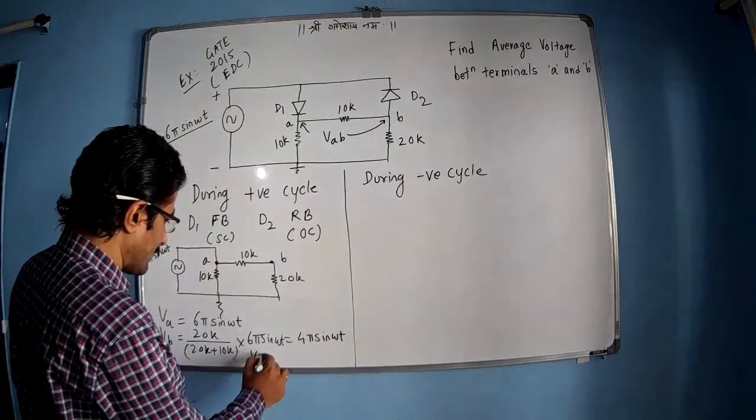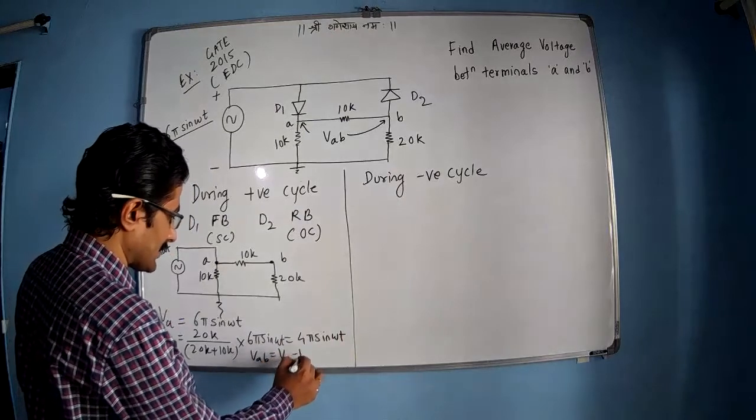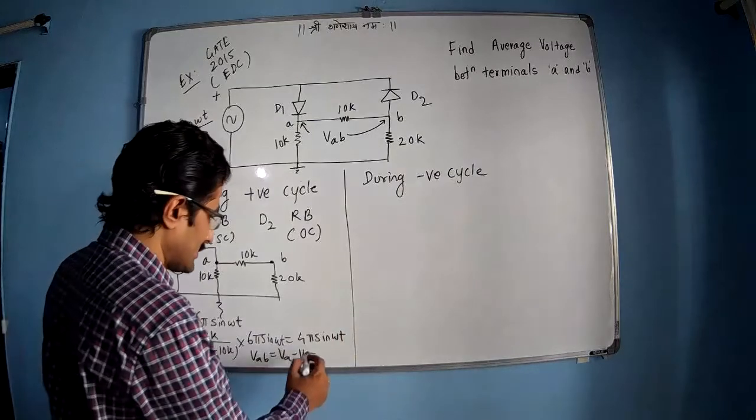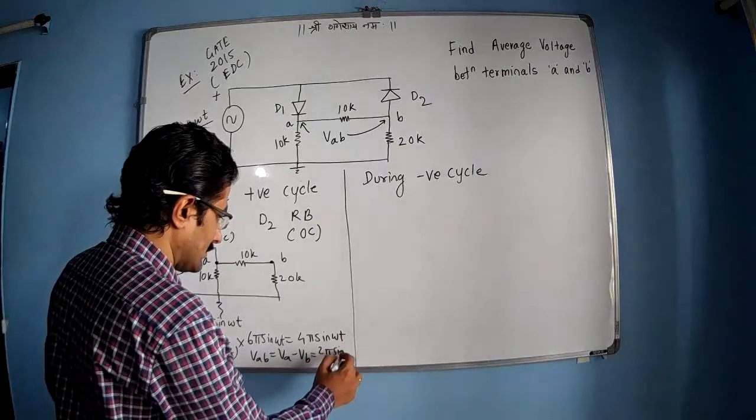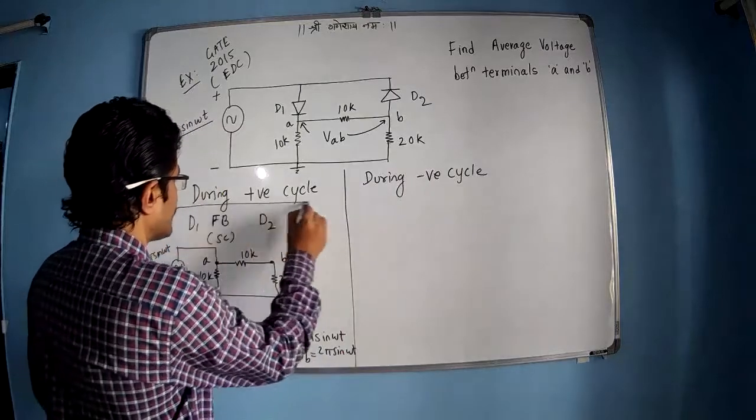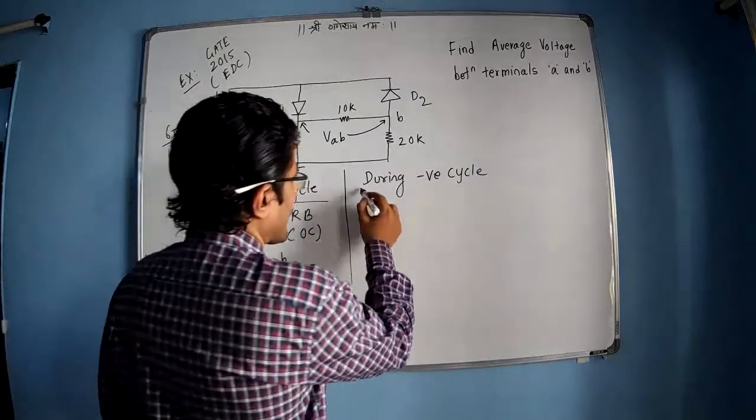Therefore, your VAB will be VA minus VB. VA is 6π, VB is 4π, so this will be 2π sin ωt. This is during the positive half cycle. Now we'll talk about the negative half cycle.